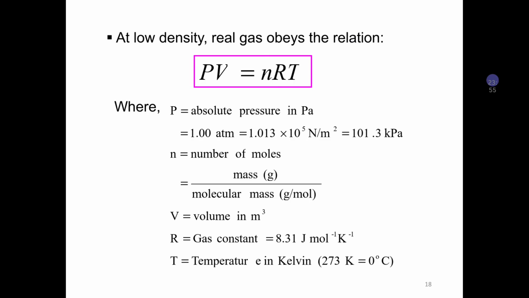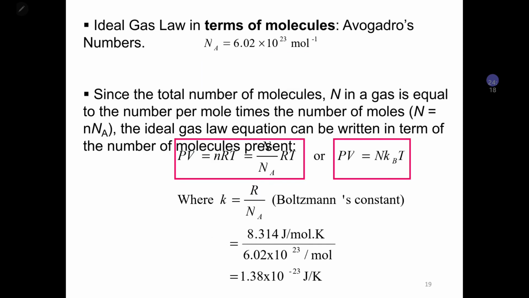Okay, at low density, real gas obeys the relationship PV is equal to nRT. P is the absolute pressure in Pascal, V is the volume, n is the number of moles. R is the gas constant and T is the temperature in Kelvin. You also need to know the Avogadro number, which is 6.02 times 10 to the power of 23.